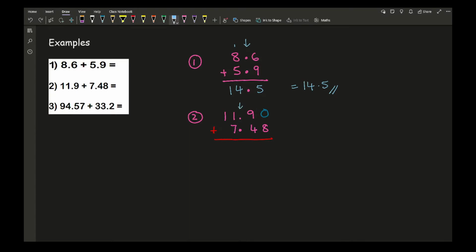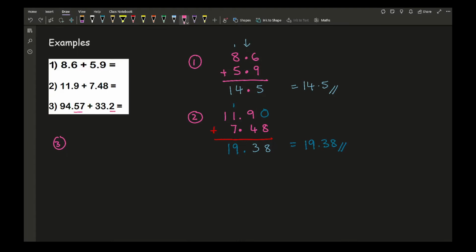So here I've got 0 plus 8, which is 8, 9 plus 4, which is 13, and carry the 1. Carry the 1, 1 plus 1 plus 7 is 9, and I've got 1. So the answer here is 19.38.